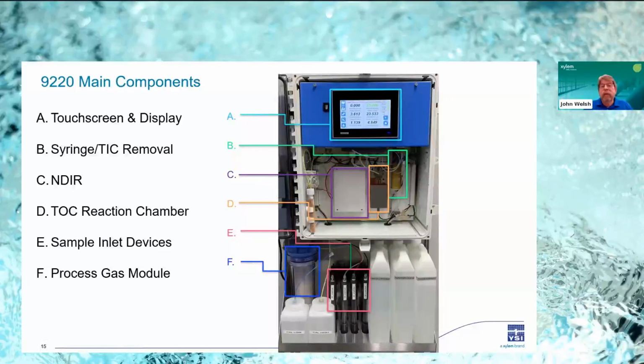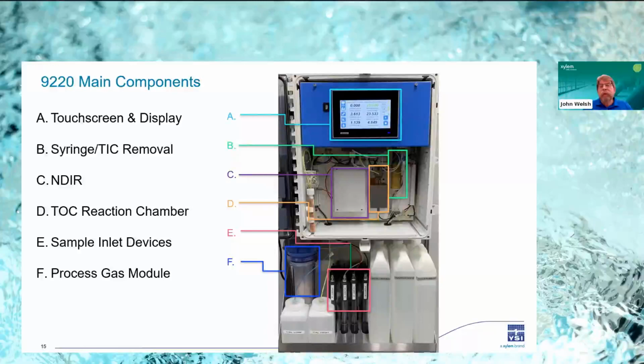According to standard method, TIC, the inorganic component in all water, must be either measured or removed. In our instrument, the TIC will be removed by the addition of phosphoric acid to the sample aliquot. The sample is reacted in here. The CO2 that's generated is then vented overboard.